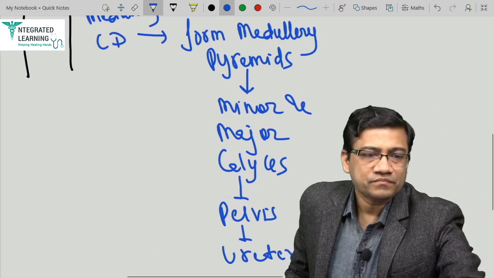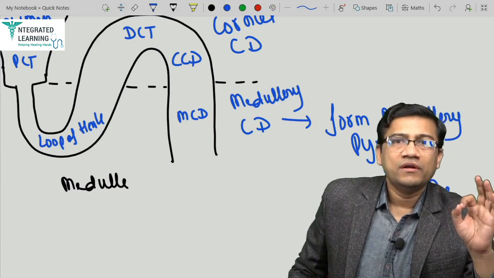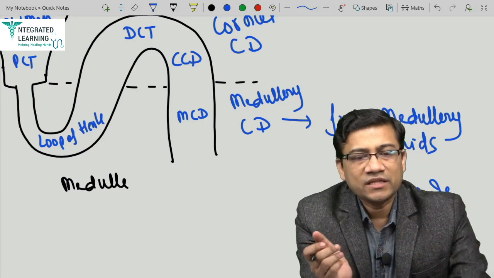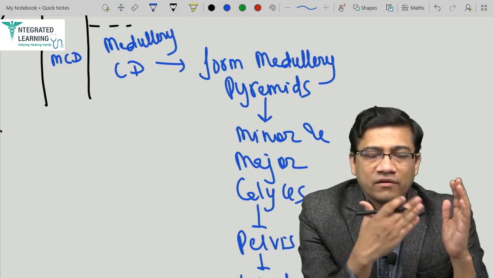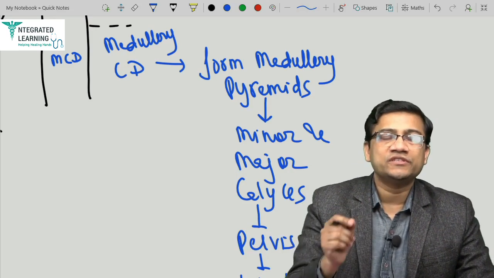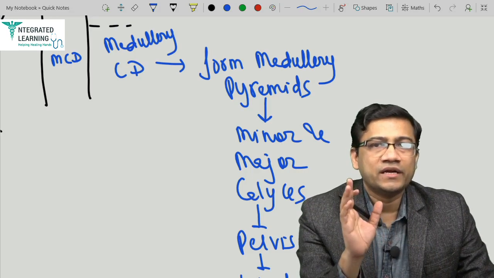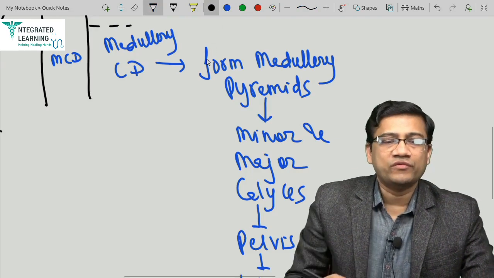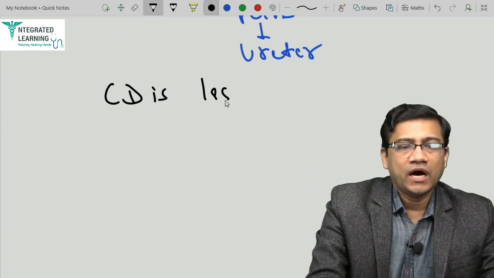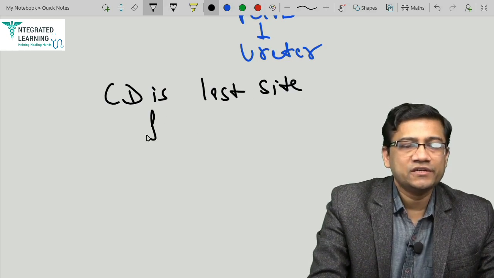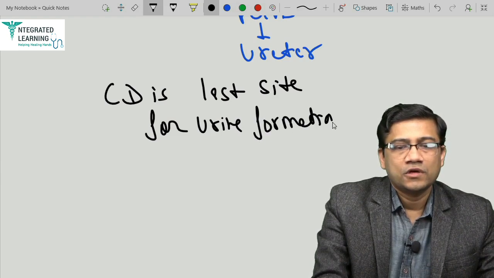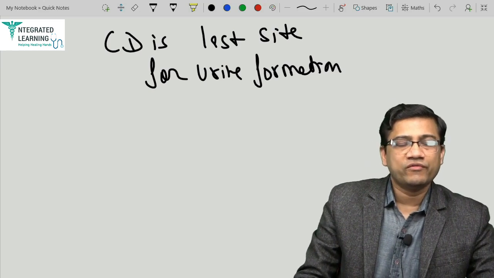Now see here, the nephron is making urine and the last part of the nephron is the collecting duct. After that there is only collection and flow of urine out of the system. That is why all the urine changes occur in the collecting duct. So what is the final site of urine formation? That is CD. So write down: CD is the last site for urine formation.